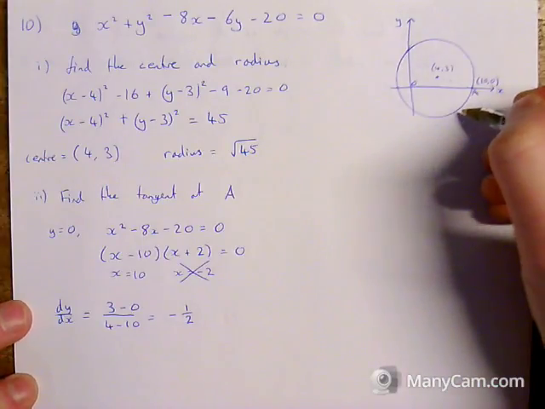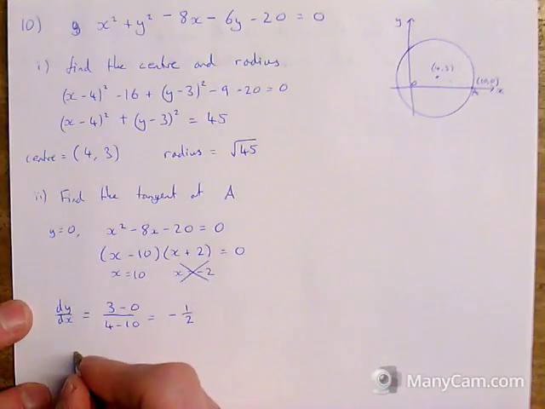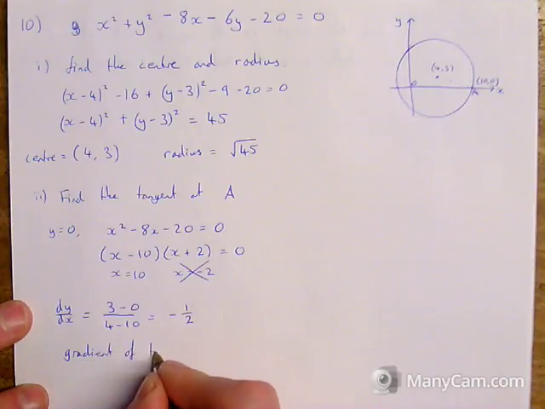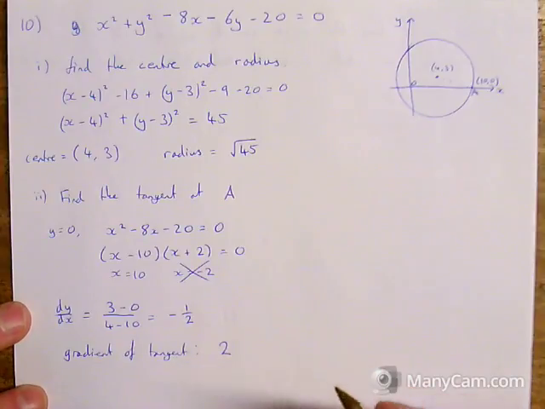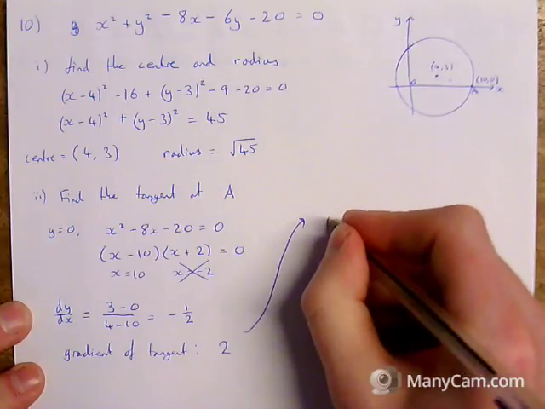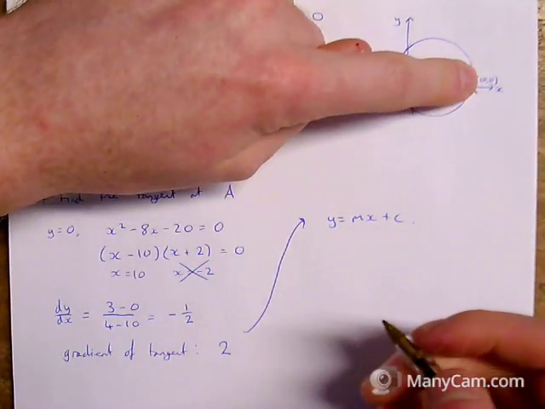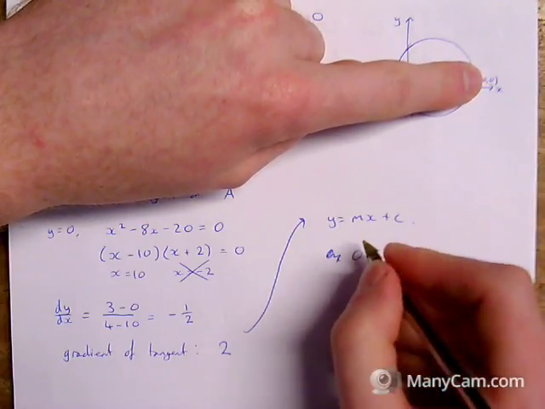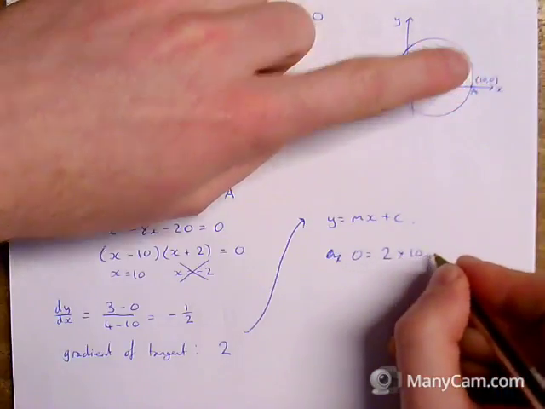The normal at that point is going to be the negative reciprocal of that. So the gradient of the tangent is going to be 2. And then I just need to substitute everything I know into y equals mx plus c. So my y value is 0. My gradient was 2. My x value is 10.